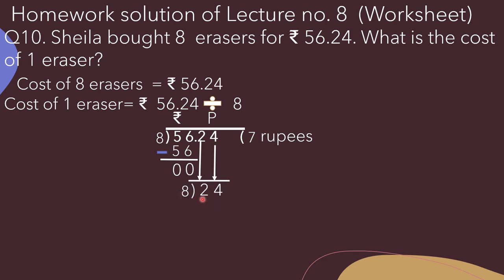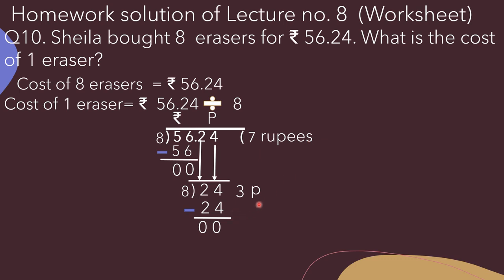Now we will bring down this 24 paise here and we have to divide it by 8. Here again 2 is smaller number than 8, so we will take these two digits, that is 24. Now we will divide 24 by 8. We get 3 as quotient and 24 we will write below 24. Now we have to subtract. So 24 minus 24, that is equal to 0. So here 3 paise.